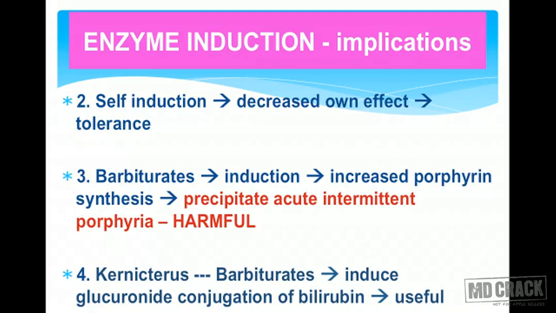The next implication is that a drug can induce its own metabolism, that's called self-induction, and decrease its own effect, leading to tolerance over a long period of time. The third implication is that barbiturates can induce the enzyme system, leading to increased porphyrins, leading to precipitation of acute intermittent porphyria, which could be a harmful interaction. Whereas the same barbiturates could be useful in a patient with kernicterus. These barbiturates are going to induce the glucuronide conjugation of bilirubin, and this will be useful in the management of kernicterus.